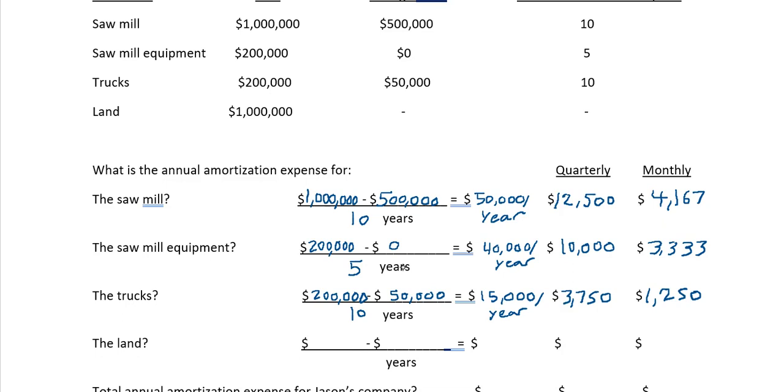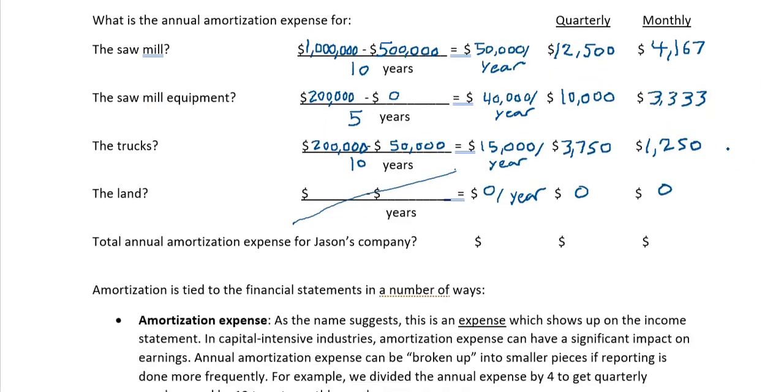We do not amortize land, so go ahead and draw a big cross straight through your calculation, and we're simply going to write down $0 per year, also 0, also 0. So never amortize land.